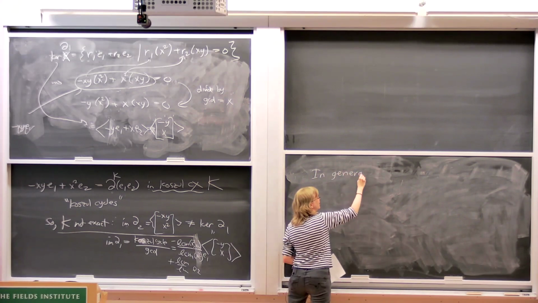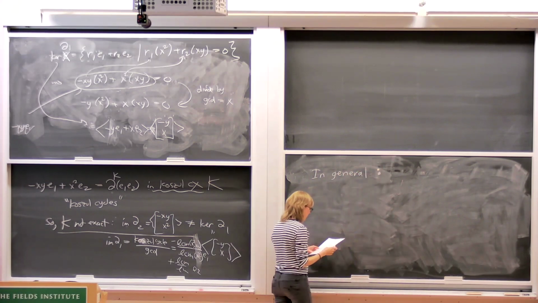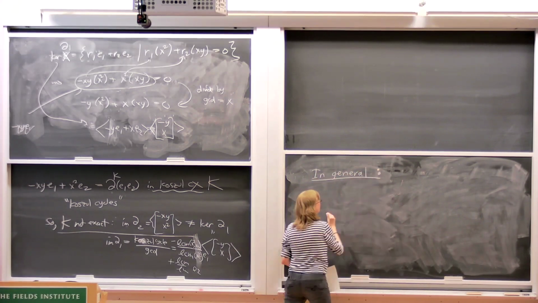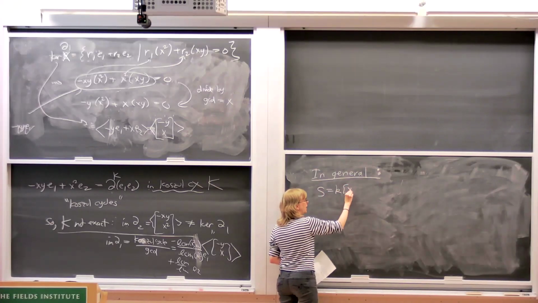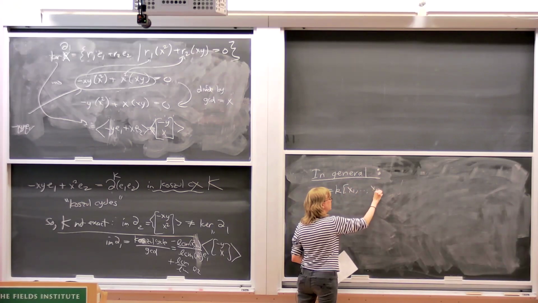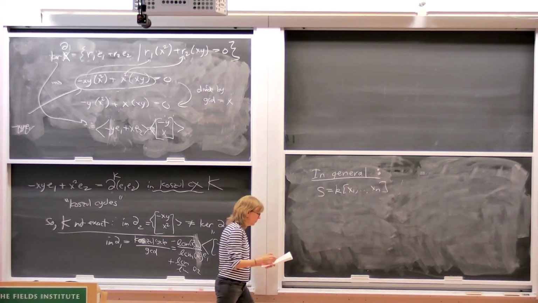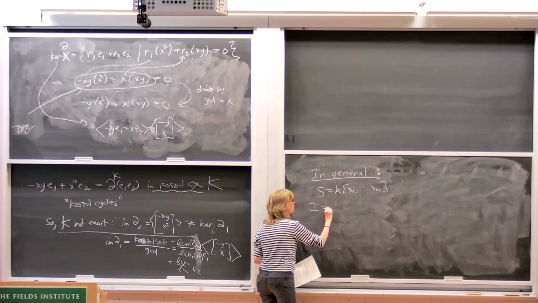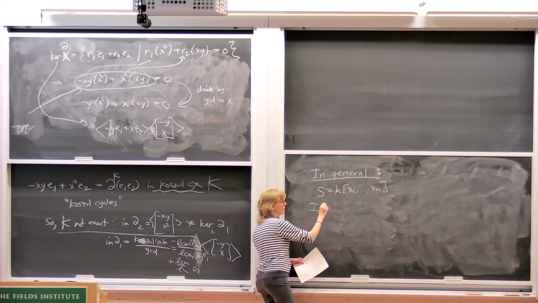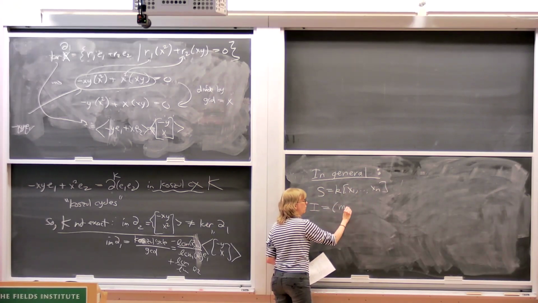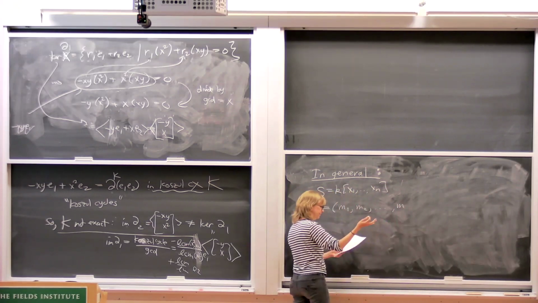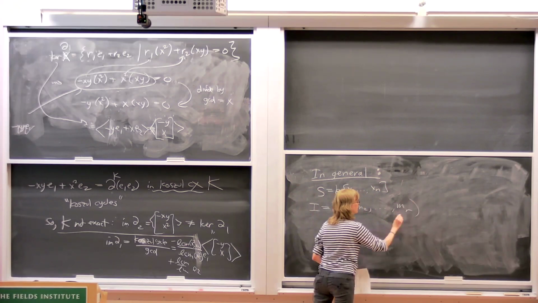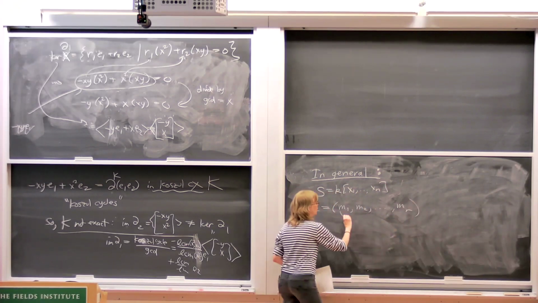In general, here's what you do. We start with a polynomial ring S, adjoining x1 through xn, any number of variables, and you start with a monomial ideal. So it is generated by some M1, M2, whatever you want, up to Mr. These are monomials.